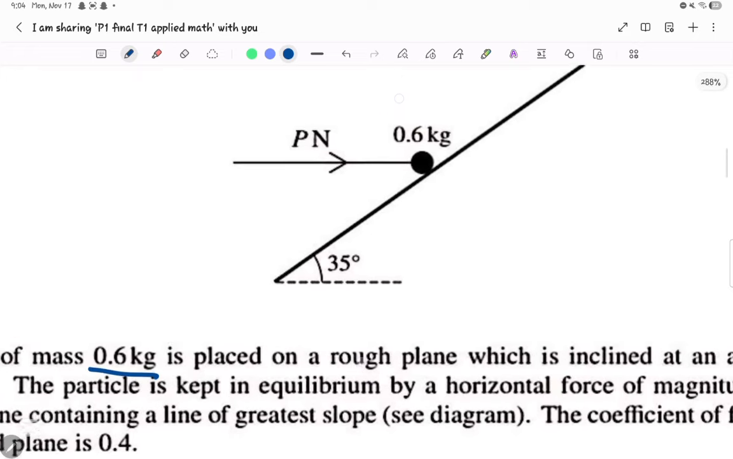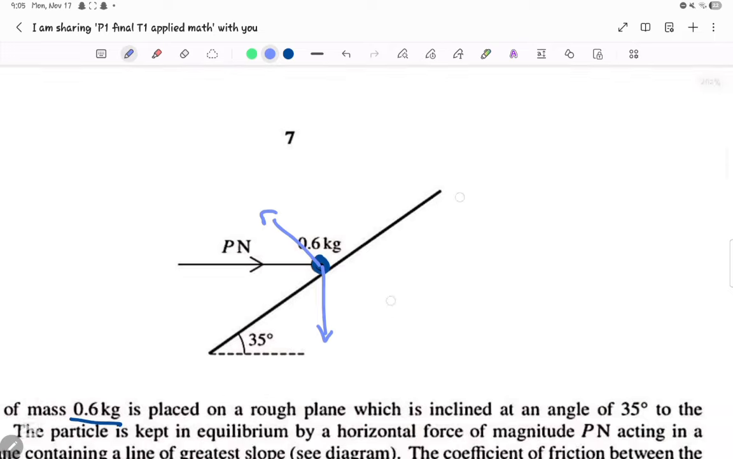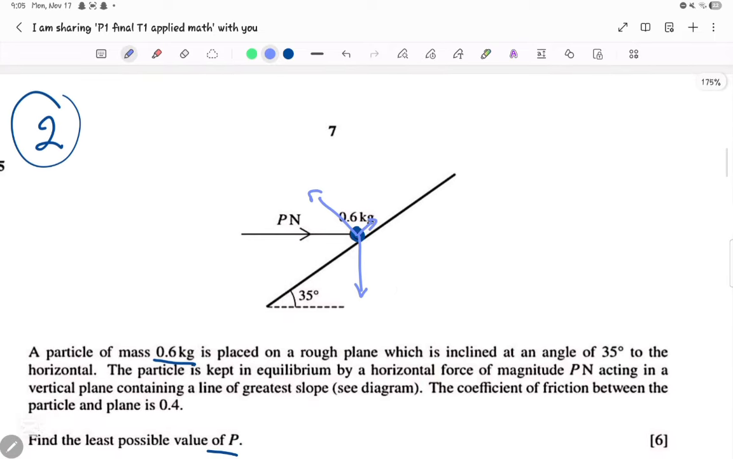Okay, so before all of that, let us draw all of the forces acting on the particle other than P. We have the normal push, we have the weight, and we have friction, of course. So now, what do we need to do in this scenario? We will need to resolve, right?